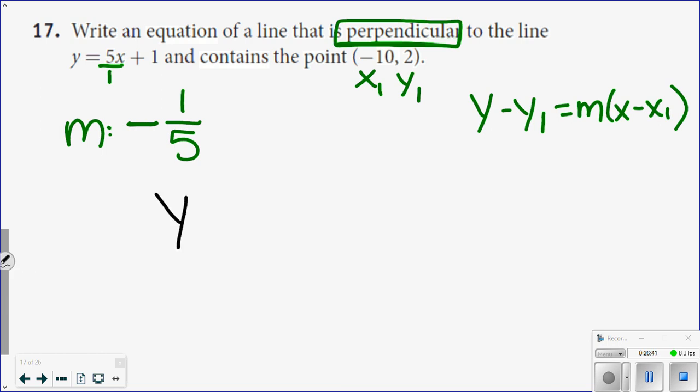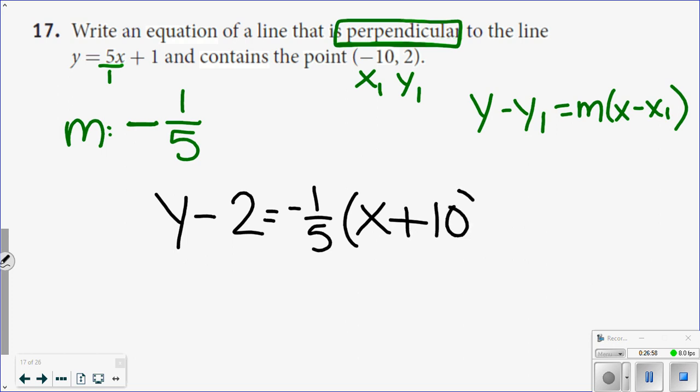So y minus y1 equals slope, parentheses x, minus x1, which is negative 10. Two negatives make a positive. And that is where we will stop today.